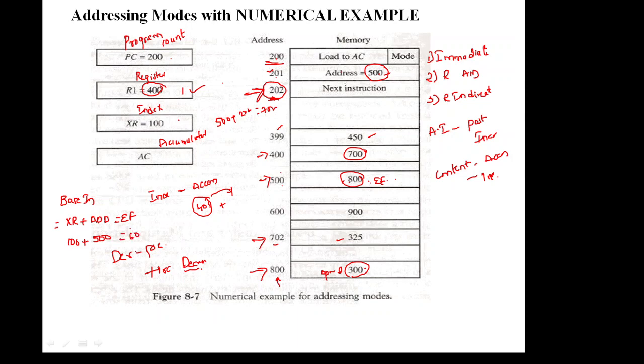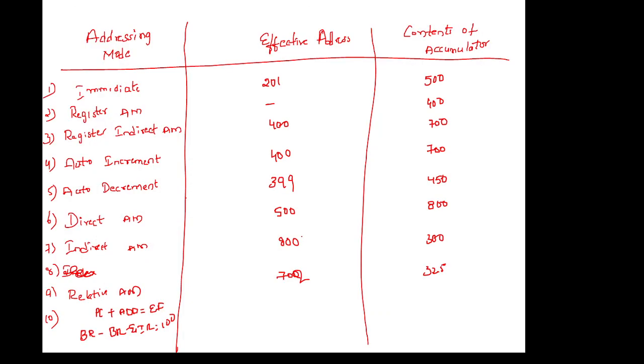So we go to 600, which is the effective address, and the contents of the accumulator will be 900. So this is how we have the different addressing modes with this example. This is very important when dealing with addressing modes, so you have to take it carefully.